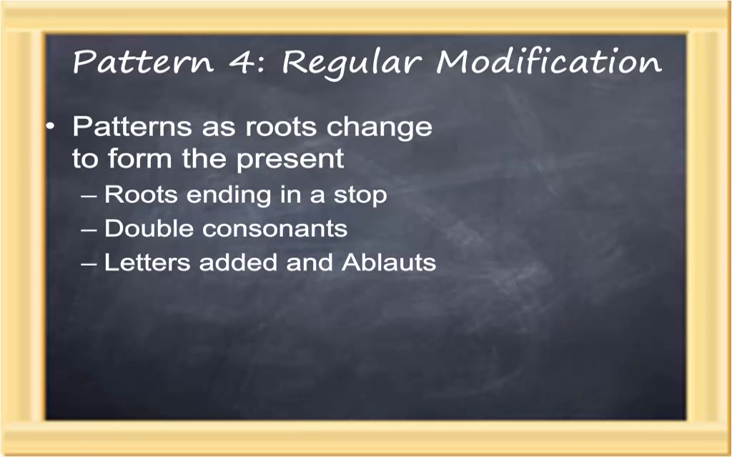Pattern 4 verbs are verbs where the root changes to form the present. We've had some examples before. We'll give you the full set now. There are 3 basic ways in which this occurs. It occurs one way if the roots end in a stop. It occurs a second way through the doubling of consonants. And it occurs the third way through the adding of other letters or some of those letters dropping out. Let's look at each of these in turn.